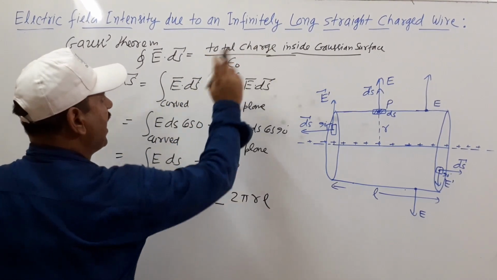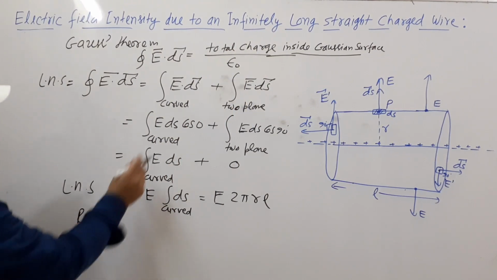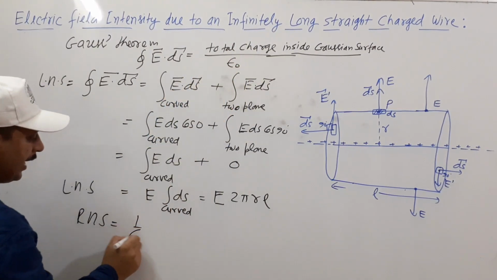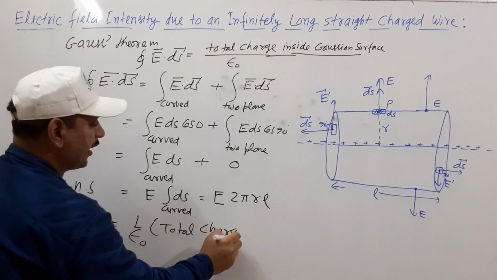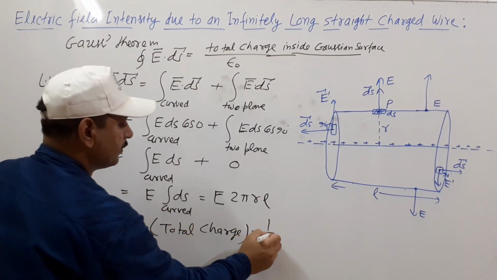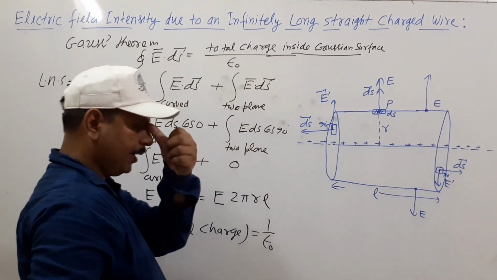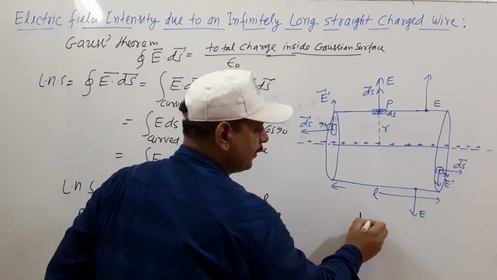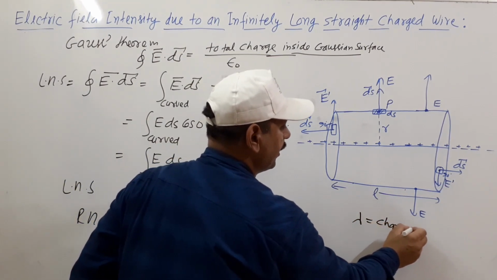If you will see RHS, 1 upon epsilon naught times total charge. What will be the total charge here? If you will see total charge from here to here, lambda is what? Linear charge density, meaning charge per unit length.